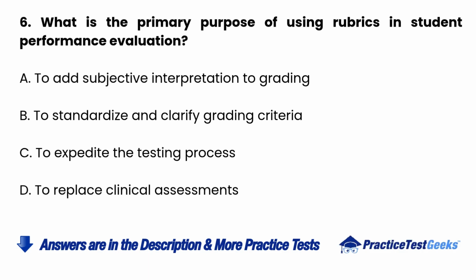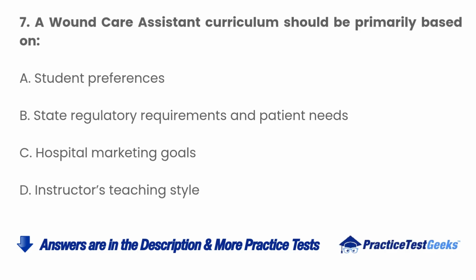6. What is the primary purpose of using rubrics in student performance evaluation? A. To add subjective interpretation to grading. B. To standardize and clarify grading criteria. C. To expedite the testing process. D. To replace clinical assessments.